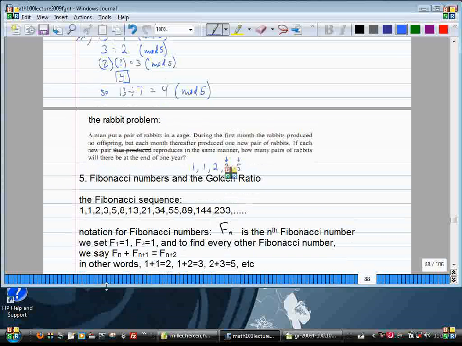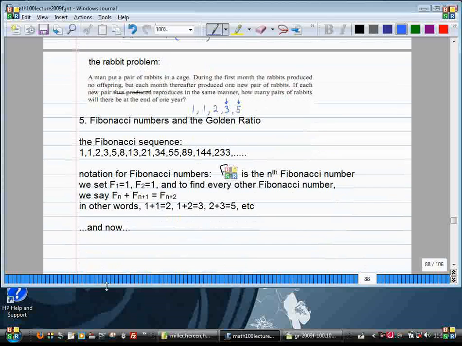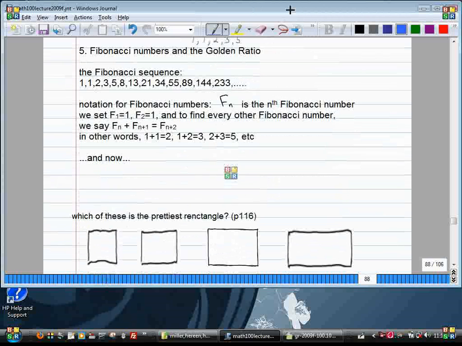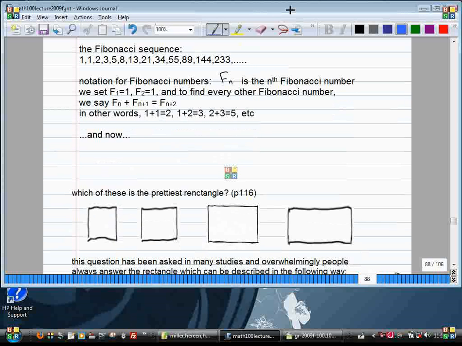Next. Okay. Which of these would you say is the prettiest rectangle, or most pleasing to look at? Okay. So you've saved me the trouble of actually doing a show of hands. Most people shouted out pretty quickly the third one. Okay. Now I'm certainly not going to say that everyone feels exactly that way. However, the overwhelming majority say the third one. And there's no right or wrong. I'll just say that this question has been asked in many studies, and overwhelming people always answer the rectangle that you guys answered, the third one.